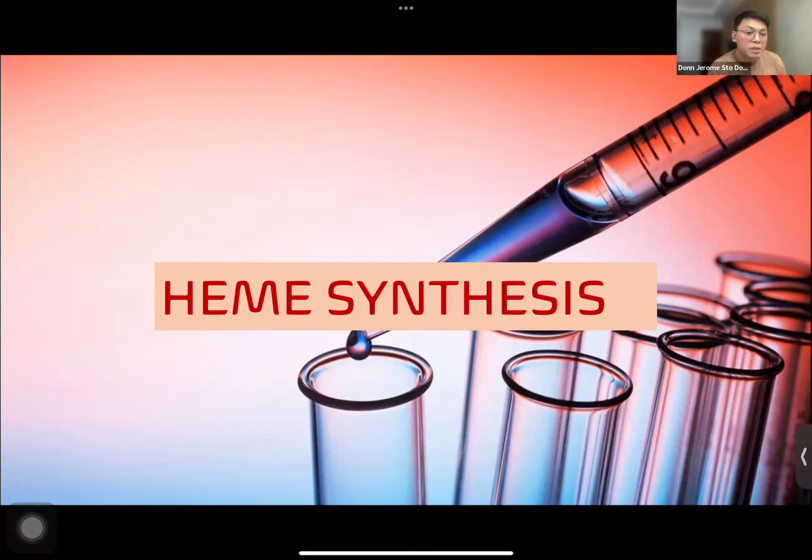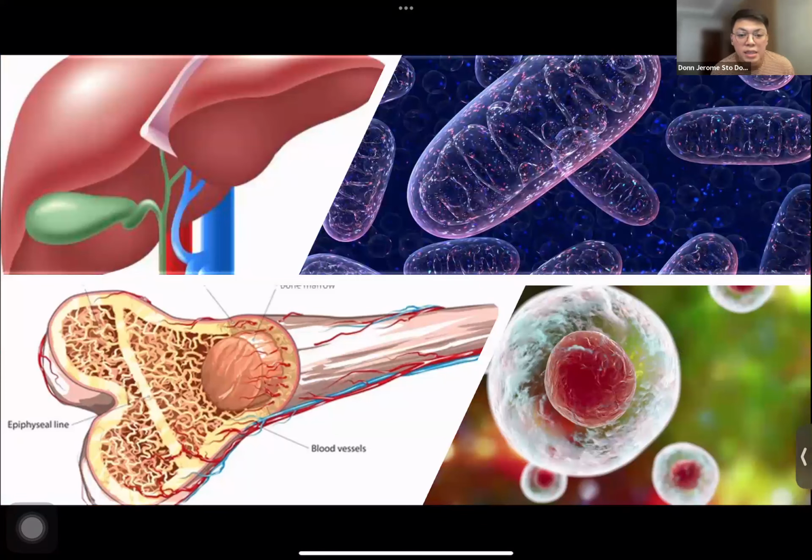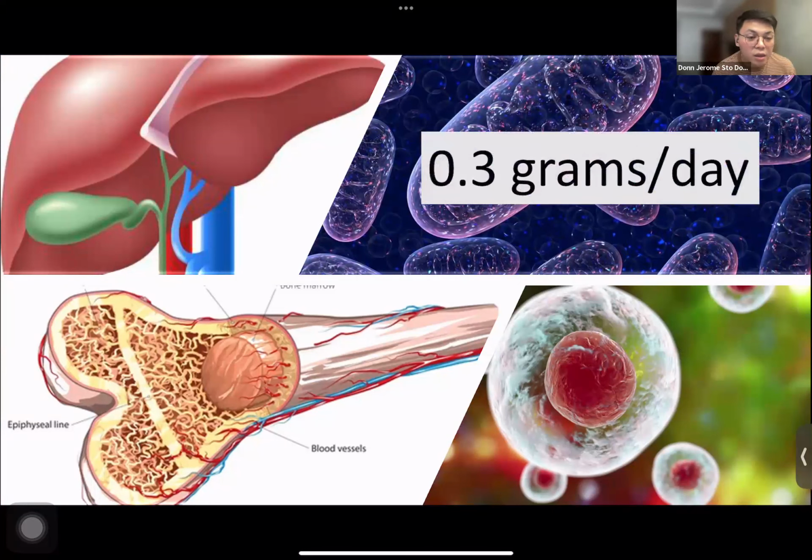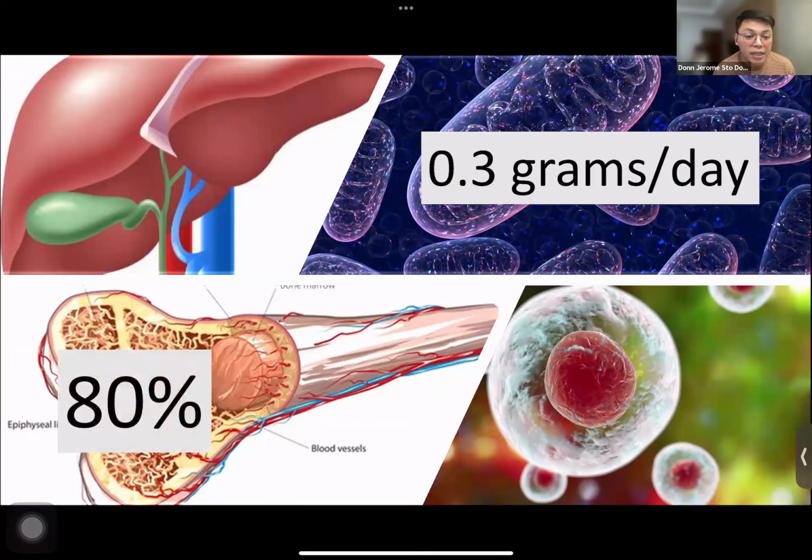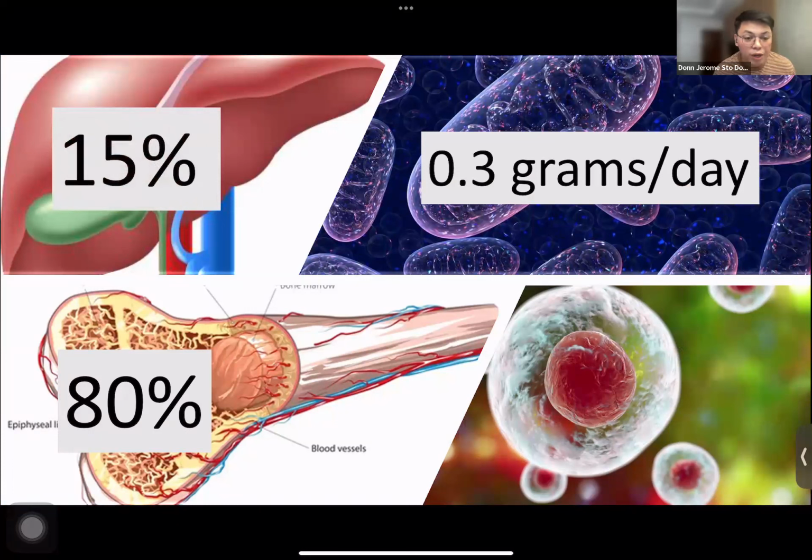Let's proceed with heme synthesis. So heme is synthesized at a rate, no, of 0.3 grams per day. There are two major organs that carry out heme synthesis. First is your bone marrow, specifically in the erythrocyte precursor cells, no? Majority of heme synthesis occurs there, and the rest is in the liver, where it synthesizes heme as part of heme-containing enzymes like cytochrome P450, cytochrome C, and other enzymes.